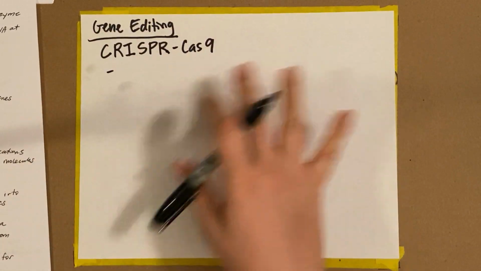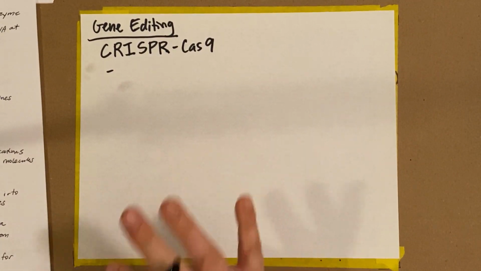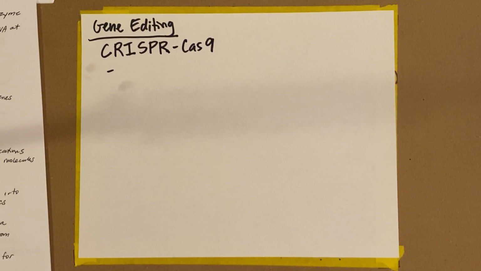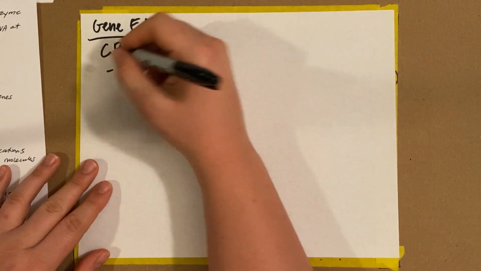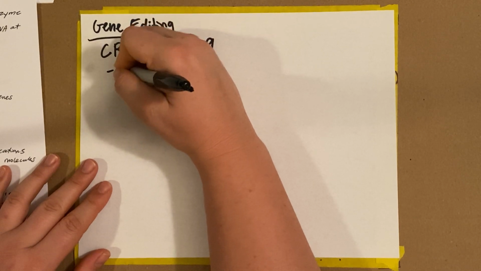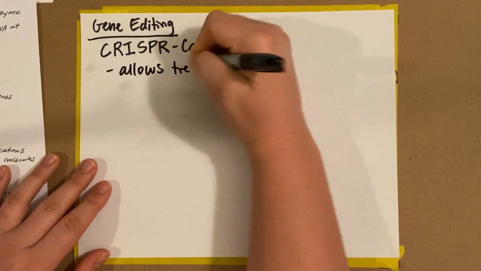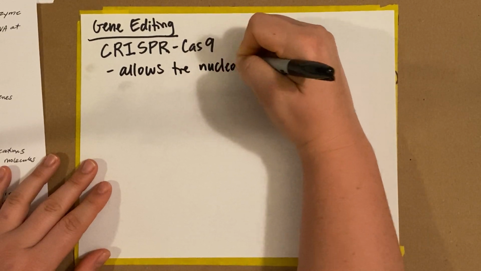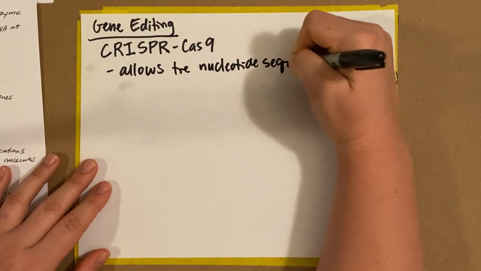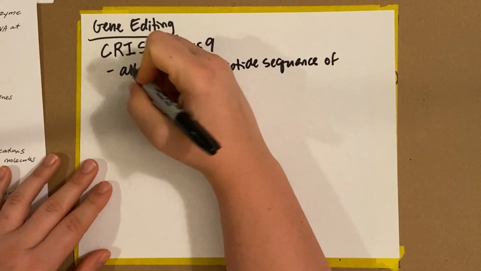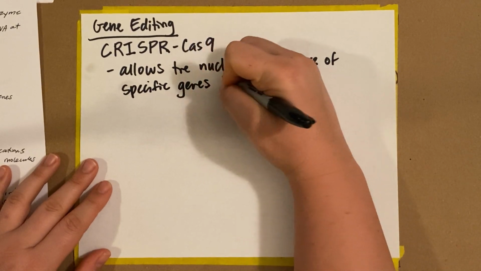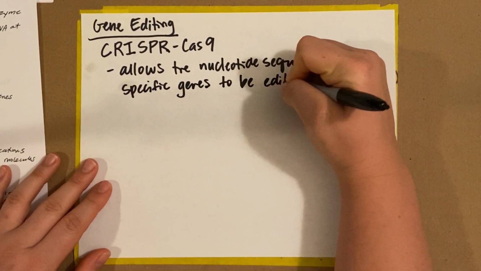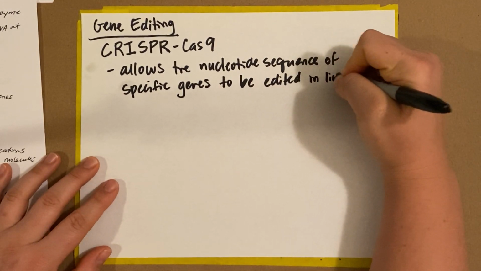This is a complex thing, and something you're probably going to hear about a lot, because it's one of these huge technological advances, these discoveries, you could say. What CRISPR allows for is the nucleotide sequence of specific genes to be edited in living cells.